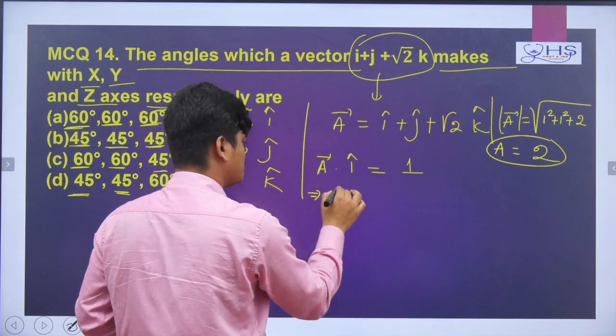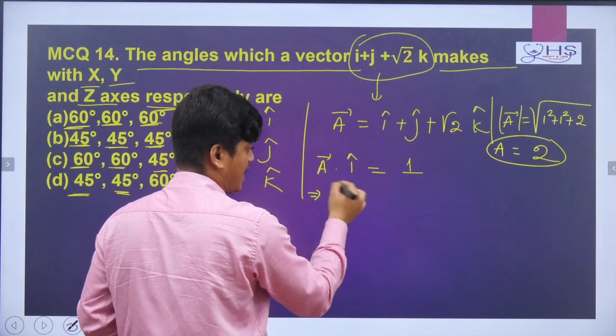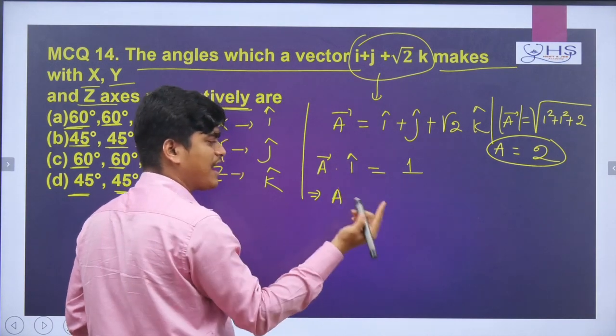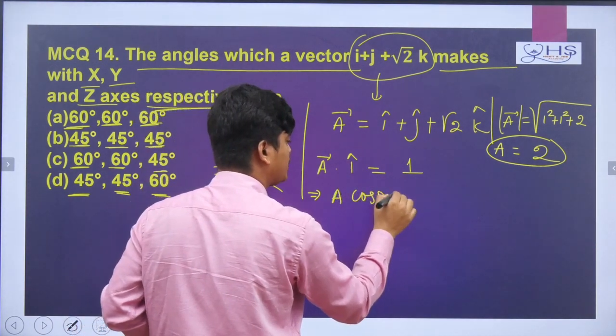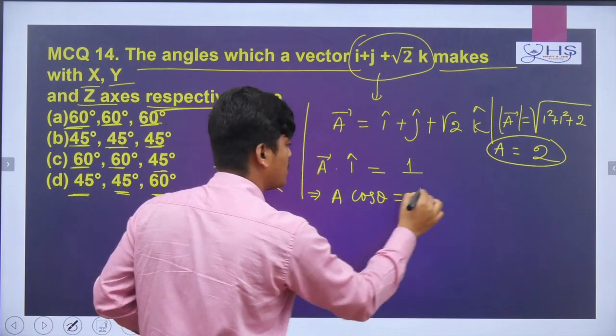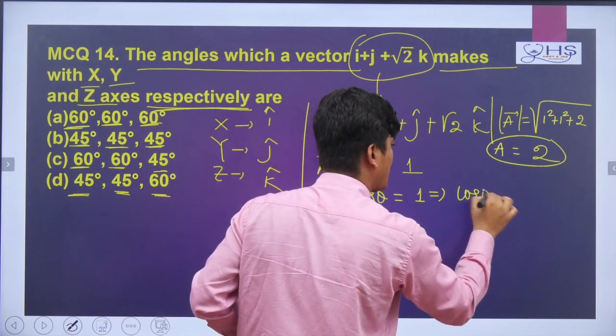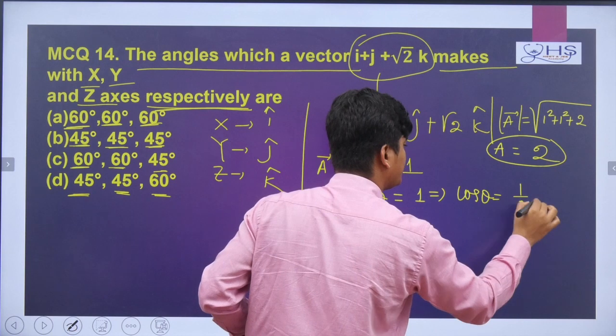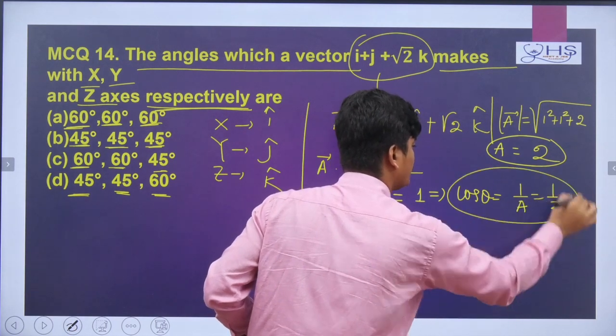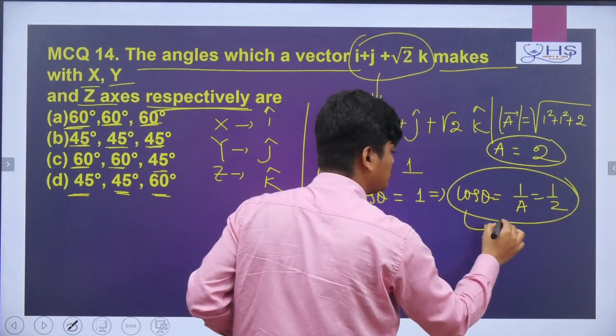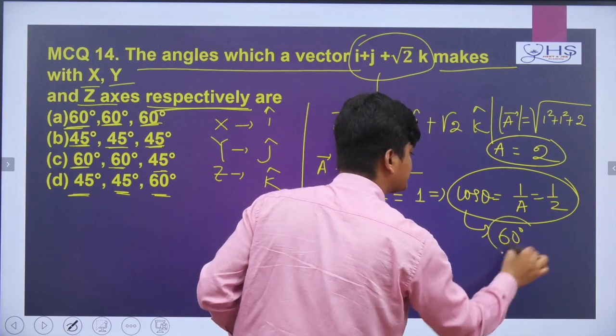Now here you see, A vector magnitude is A, i cap magnitude is 1, so I have to write cos theta equals, that is nothing but how much? 1. Now from here, if I want to find cos theta, that will be how much? 1 by A, which is 1 by 2. And you know if cos theta is 1 by 2, then definitely theta will be 60 degree.